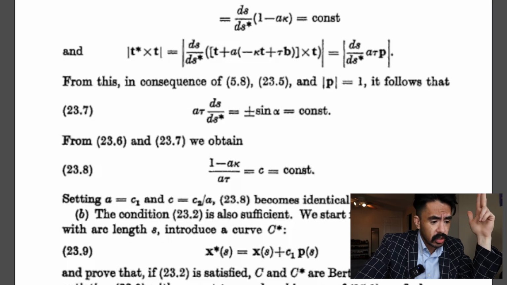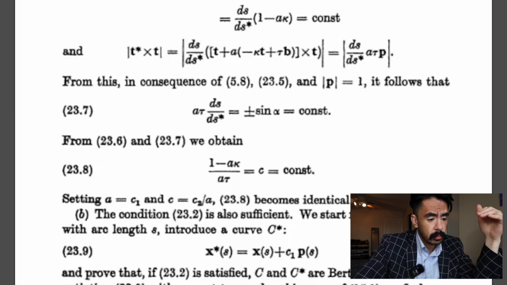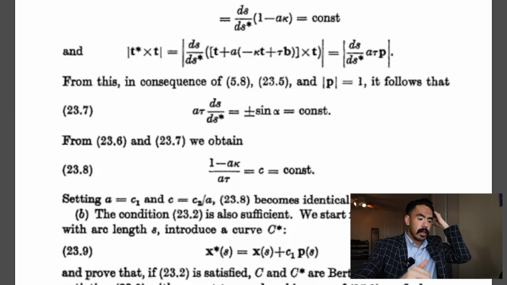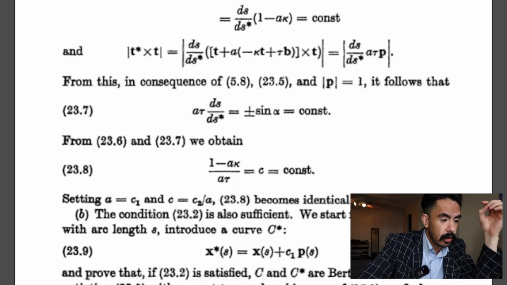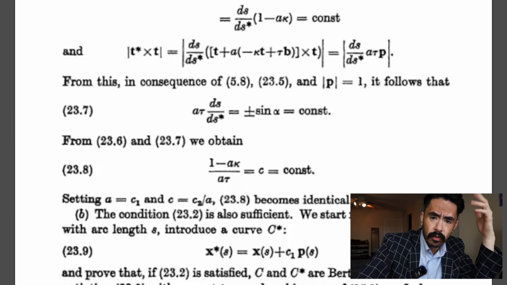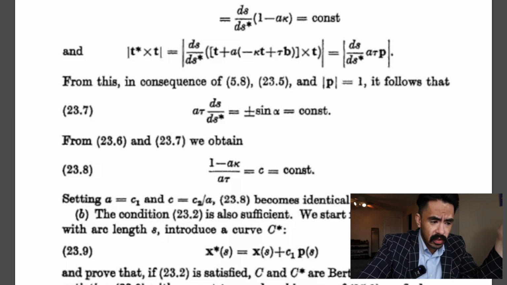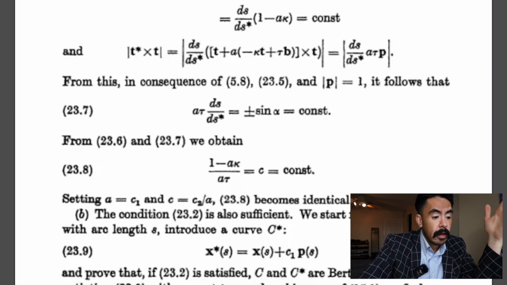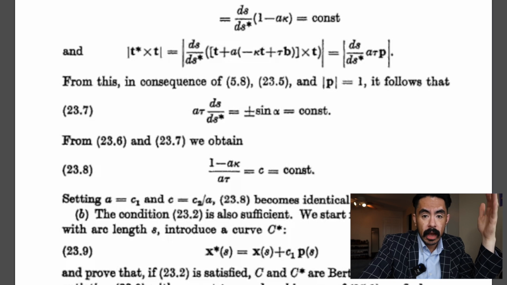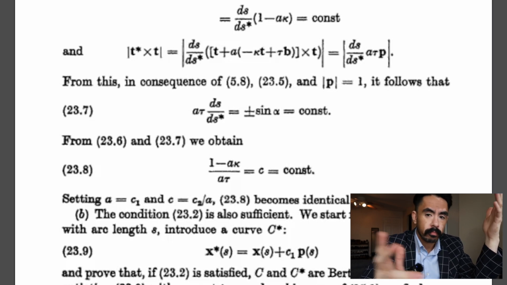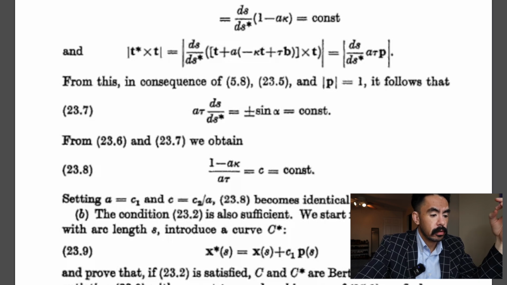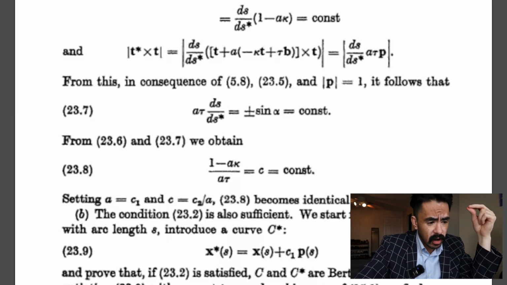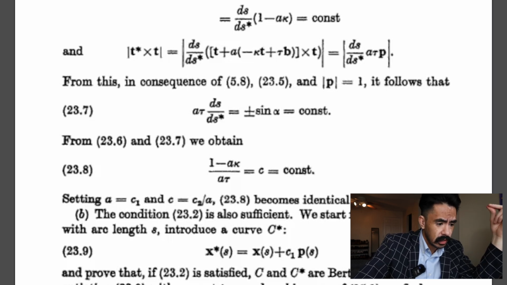This is then equal to the magnitude of ds star times a times tau times vector p. From this, in consequence of the definition for cross products, as well as from what we had previously described above, t star dot product with t equals cosine alpha equals constant, as well as from the fact that the magnitude of the unit principal normal is 1 because it's a unit vector, it follows that a times tau times ds d star is equal to plus or minus sine of alpha, which is constant.